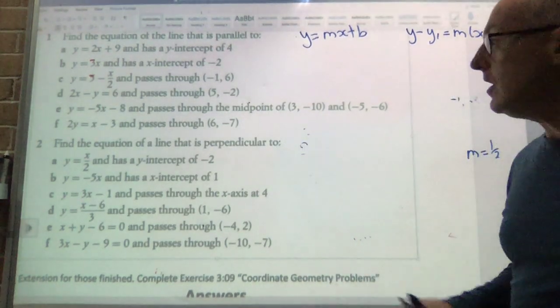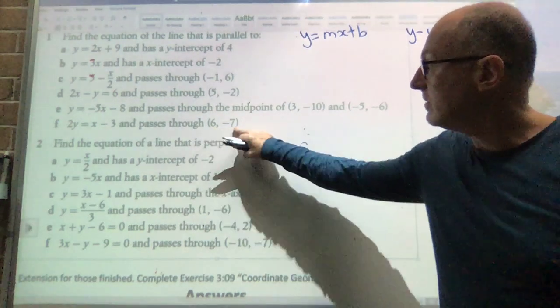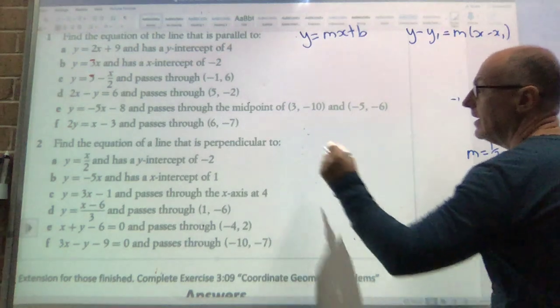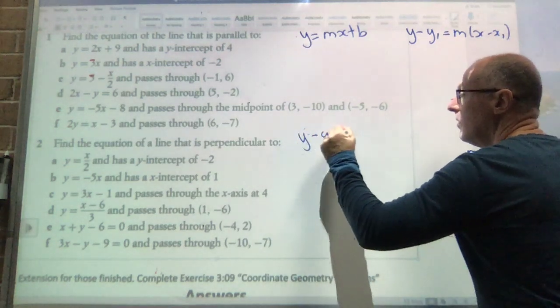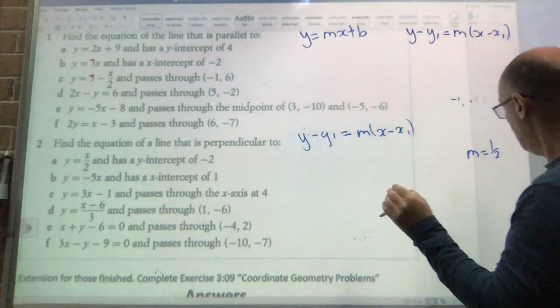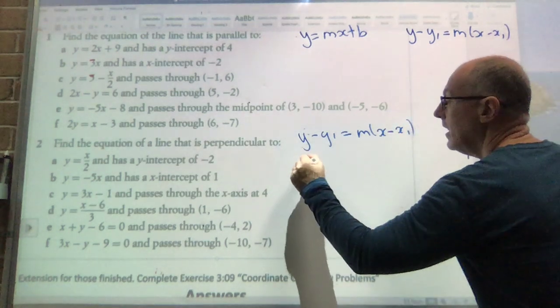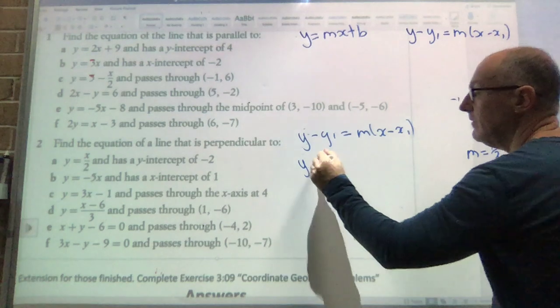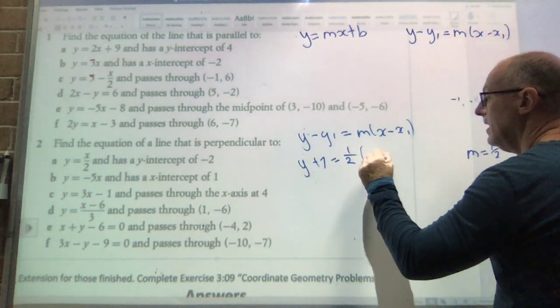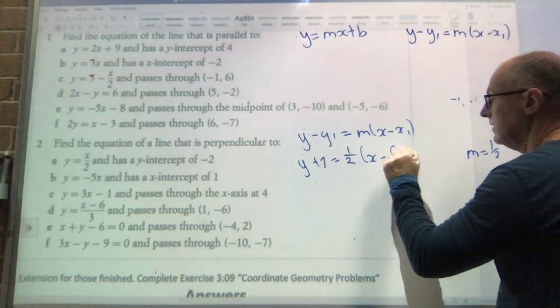And we also know that the coordinate is 6, minus 7. So using the gradient and the coordinate, we'll write out the formula. y minus y1 equals m(x minus x1). Let's see, so it's y minus minus 7, or y plus 7. Gradient is a half. x minus 6.